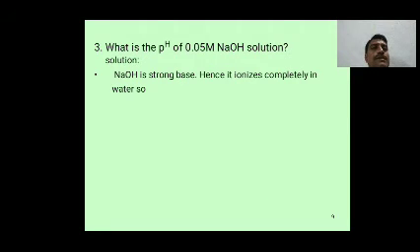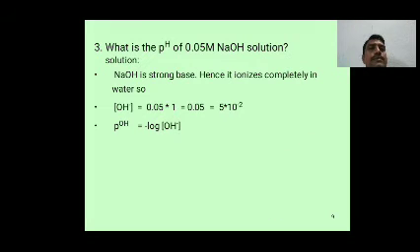What is the pH of 0.05 M NaOH solution? NaOH is a strong base, hence it ionizes completely in water, so OH- ion concentration is equal to 0.05 × 1, 0.05 M, that is equal to 5 × 10^-2 M. For this base, we cannot find the pH value directly. First we measure the pOH value, then pH is equal to 14 minus pOH, and then you get the base pH value.